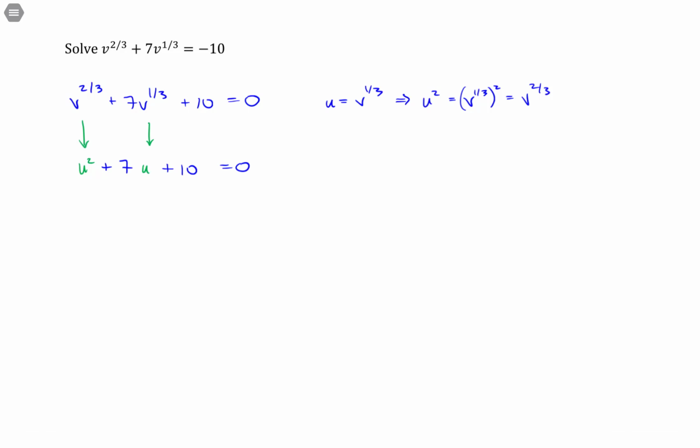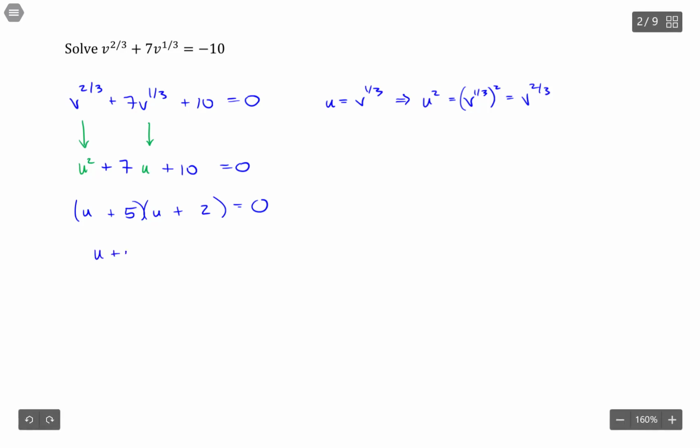Now I've got an equation that is quadratic, which means I can try to factor, see if it will. And I think this one actually will factor because factors of 10 that add up to 7 would be 5 and 2. And if they're both positive, they would multiply to positive 10 and add to positive 7. So two linear factors multiplied together that are equal to 0. I can split that up into two separate equations that's equal to 0 and continue solving. So u equals -5 and u equals -2.